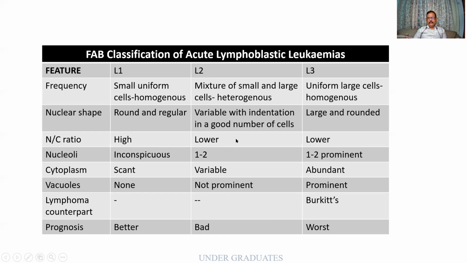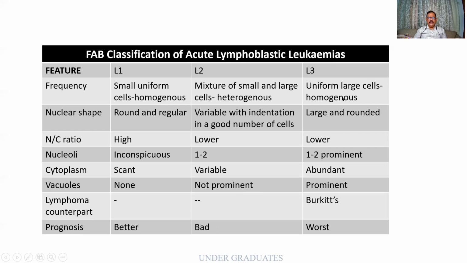The NC ratio is lower, and the nucleoli can be 1 to 2 in number. Cytoplasm is slightly more than the small type. Vacuoles are not prominent, prognosis is bad. L3, the leukemia, is a counterpart of the Burkitt's lymphoma. We have already completed the class on Burkitt's lymphoma, and it is its counterpart.